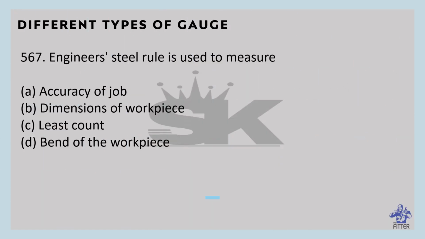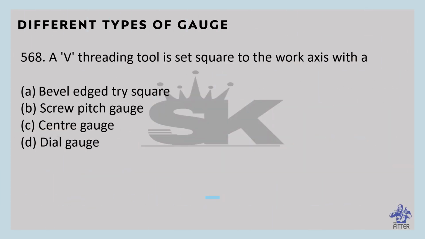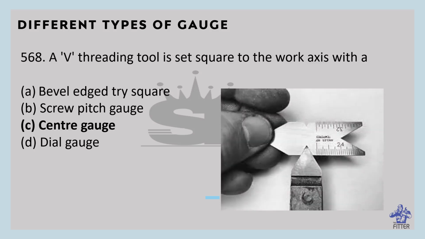Engineering steel rule is used to measure dimensions of workpiece. A V-threading tool is set square to the work axis with a center gauge. You can see here in the image, this is the center gauge.